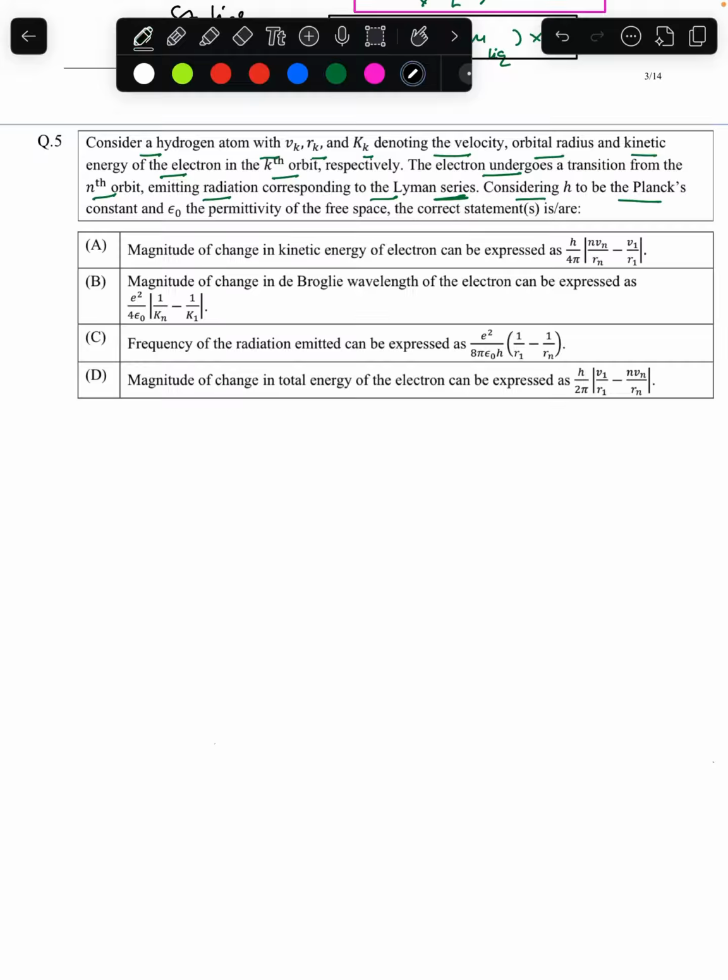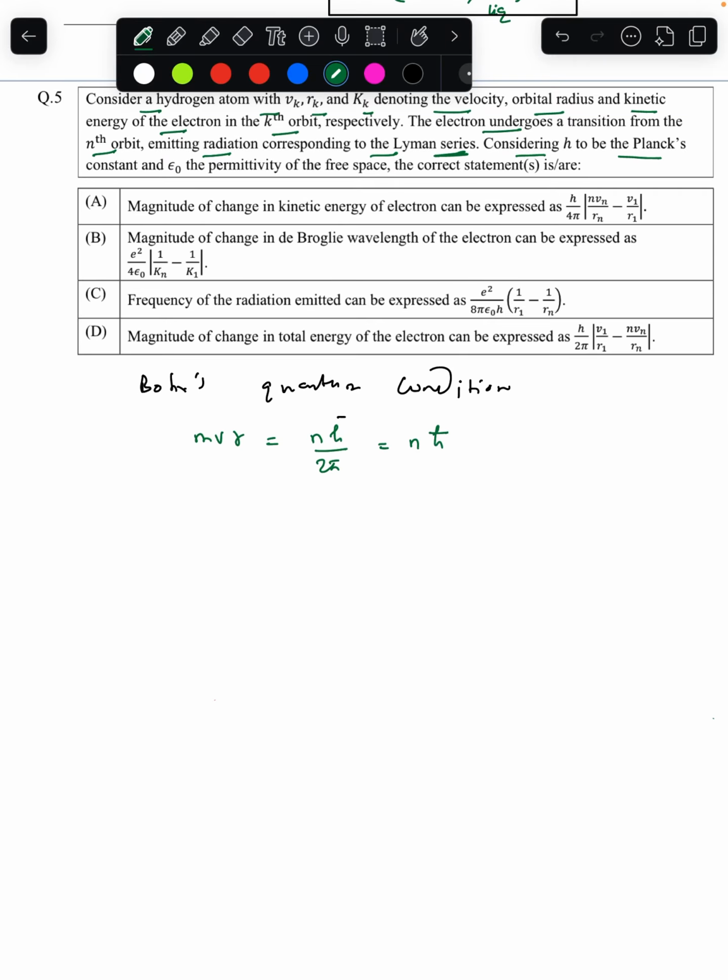The first thing is that we will follow Bohr's quantum condition. So what is Bohr's quantum condition? That is simply mvr equal to nh by 2 pi, where h is the Planck constant. To cut it short, sometimes we write n h cut, h cut being the Dirac constant and h the Planck constant. So here we can write mv is equal to nh by 2 pi r.